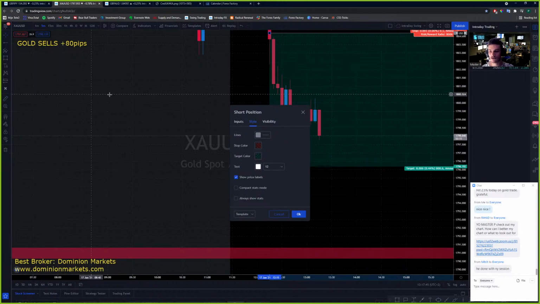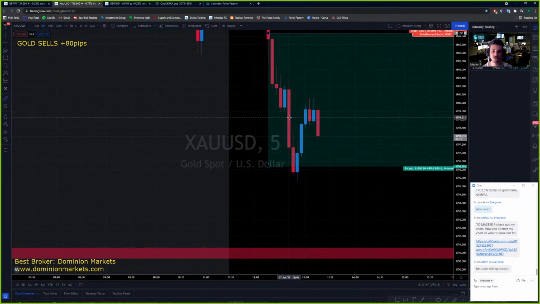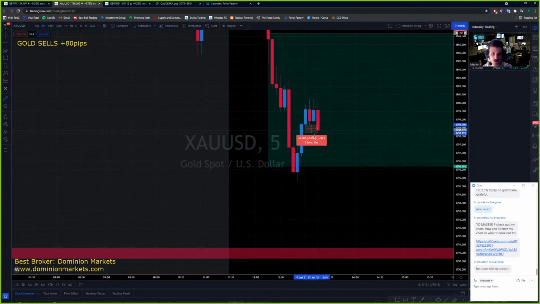This is more of a setup you need to execute yourself based on your own plan. So it went up 9 pips. If it starts coming back to break even, you might want to manage some risk over there.